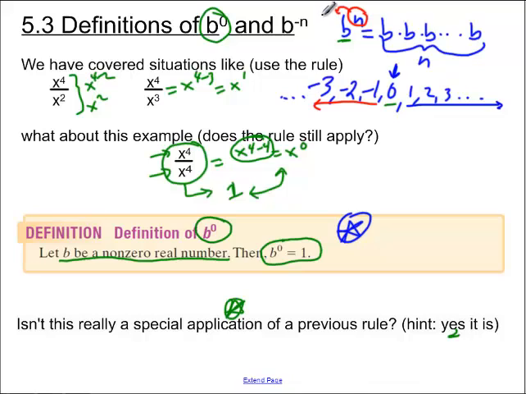Keep in mind, just a refresher again: b to the nth power is b times b times b times b, multiplied together n times because our exponent is n. We have to remember what our exponent is and what the base is, the fact that the exponent works on the base.